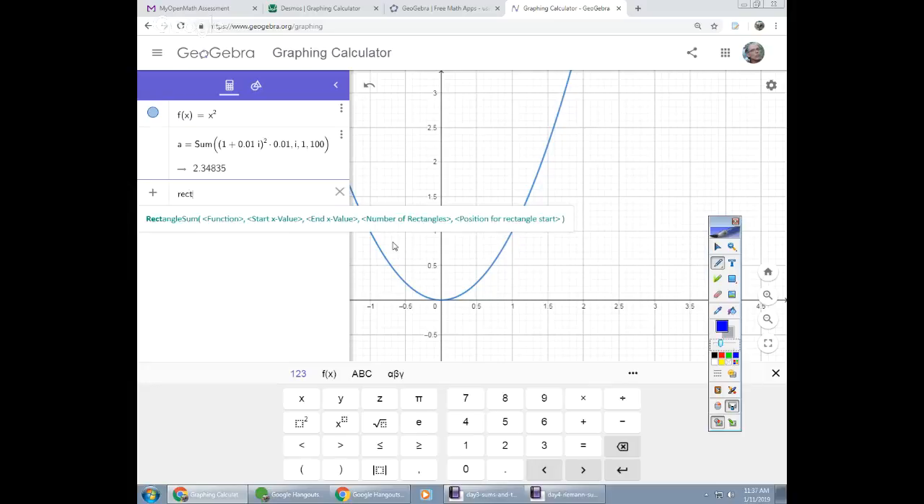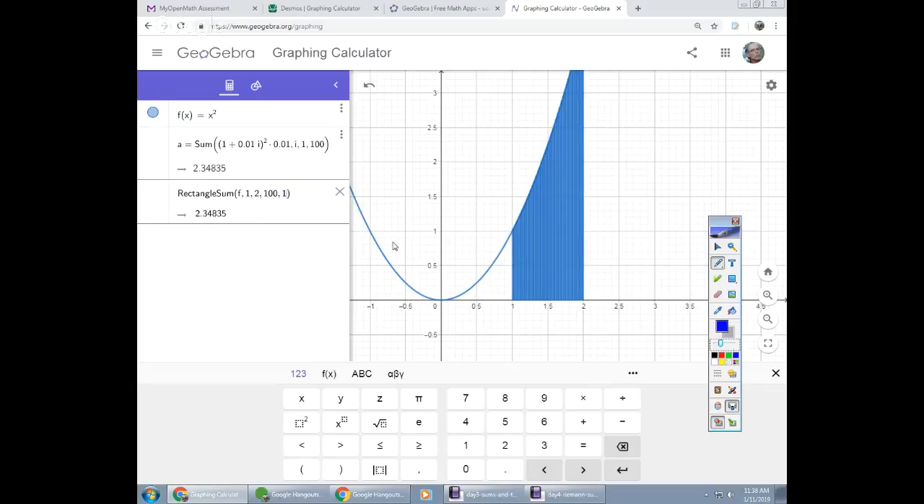Let's see, so I'm going to do our rectangle sum, enter, and even though I can't see that part of it, I just type F and hit the right arrow, and it takes me into where I can see what's going on. Start value 1, end value is 2. How many rectangles do I want? 100. And 1 for the position of the number I plug in. And it draws all 100 rectangles, which looks like a mess there. And it says 2.34835, the number I got from the summation. Okay. So if in desperation the summation notation is not going well for you, you can check it with this slightly easier version of entering it.